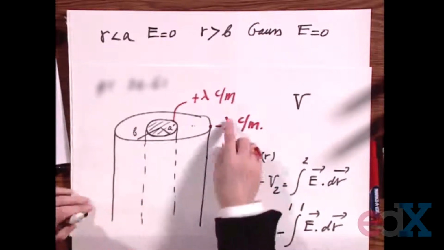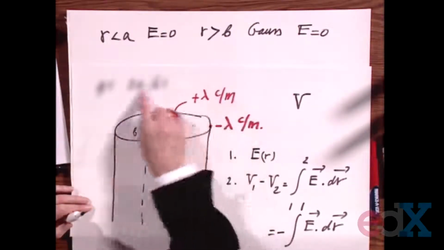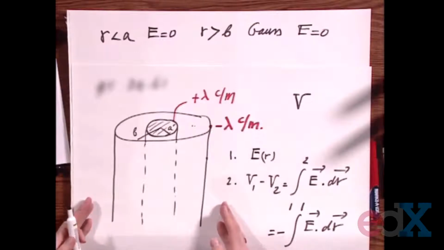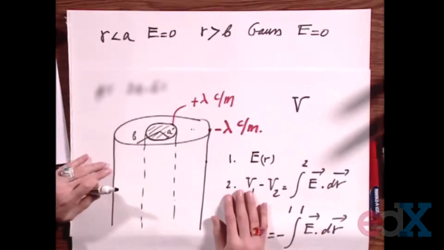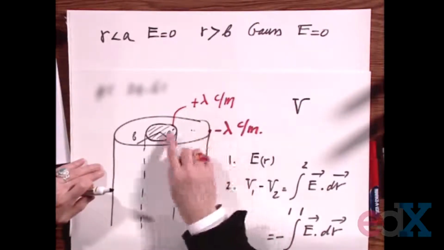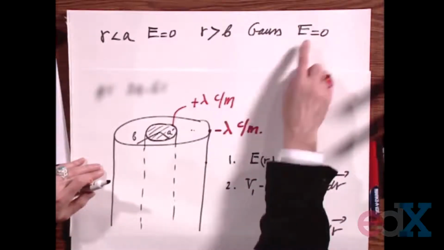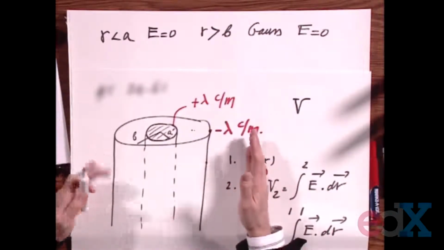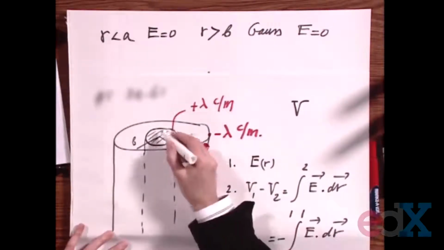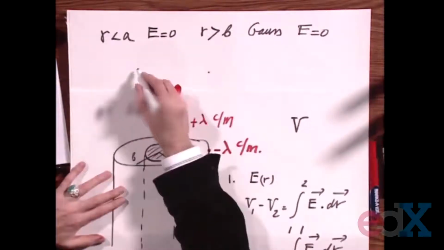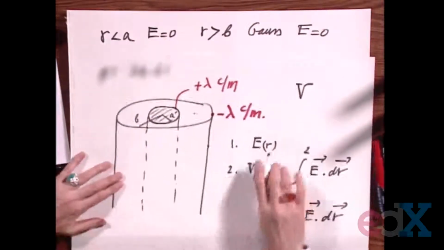You will make a Gaussian cylinder with a radius larger than b, and you give it any random length you want, I don't care, and you apply Gauss's law, and you will find, since there is no charge inside that cylinder, that the electric field will be 0. So outside 0, and here in the core 0. What now is the electric field between a and b? That's really the only part where you have to do some calculations.